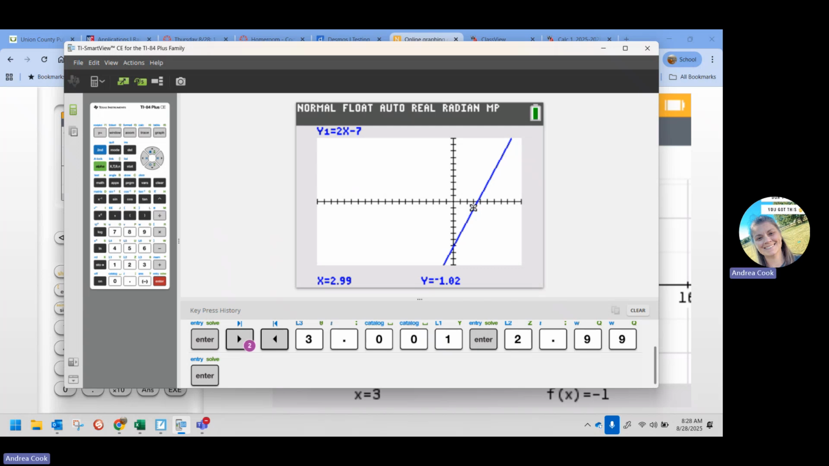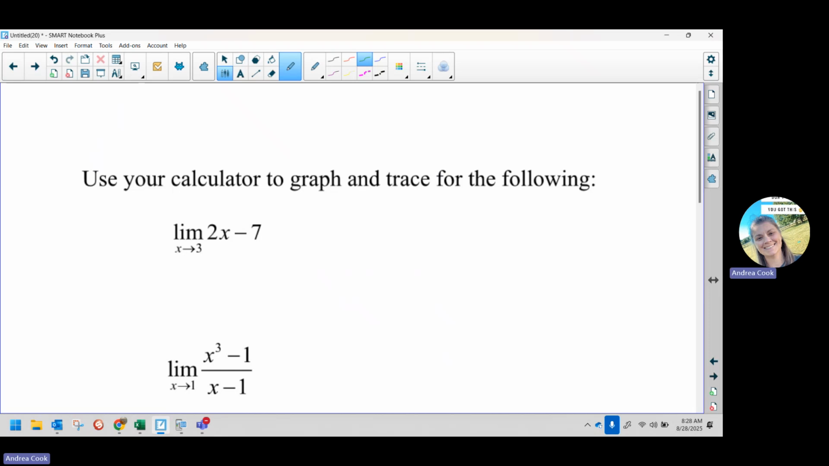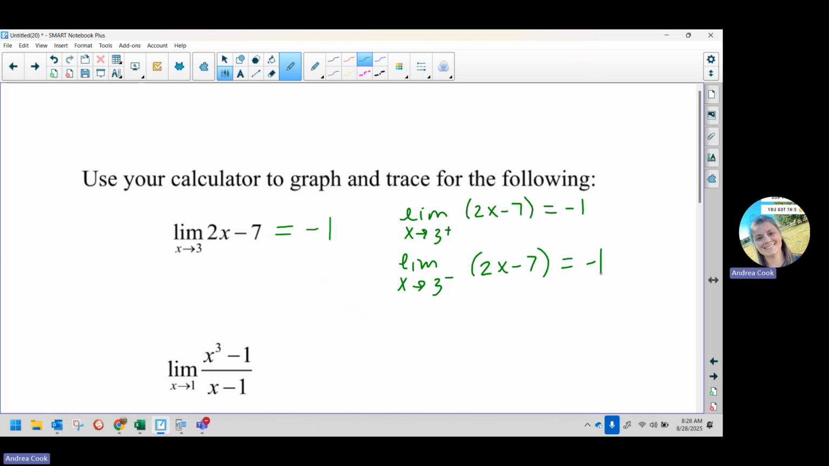So what is that limit? This limit is going to be -1. And that's because the limit as x approaches 3 from the right is -1, and the limit as x approaches 3 from the left is -1.